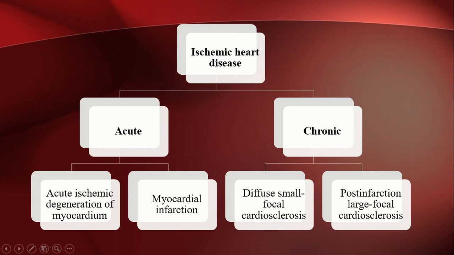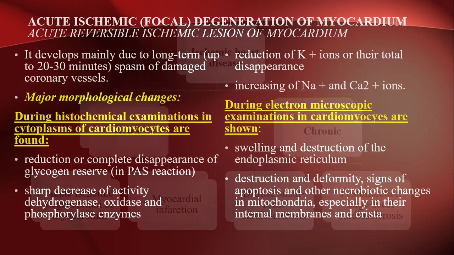The classification of ischemic heart disease. There are acute and chronic ischemic heart disease. Acute ischemic heart disease is also divided into two diseases. The first, acute ischemic degeneration of myocardium, and myocardial infarction. Chronic is also divided into diffuse small focal cardiosclerosis and post-infarction large focal cardiosclerosis.